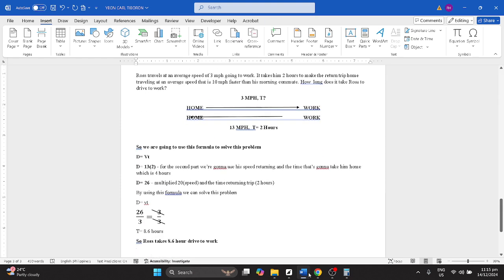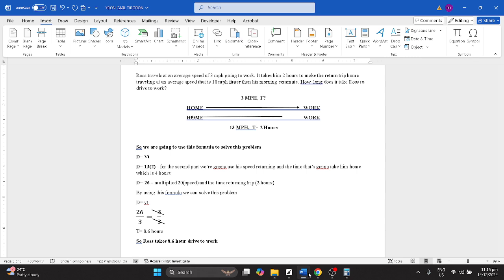So we are going to use this formula to solve this problem. D equals V multiplied by time. If we substitute these variables, we'll come up with D equals 13, where 13 is from the 10 miles per hour faster than the usual 3 miles per hour.